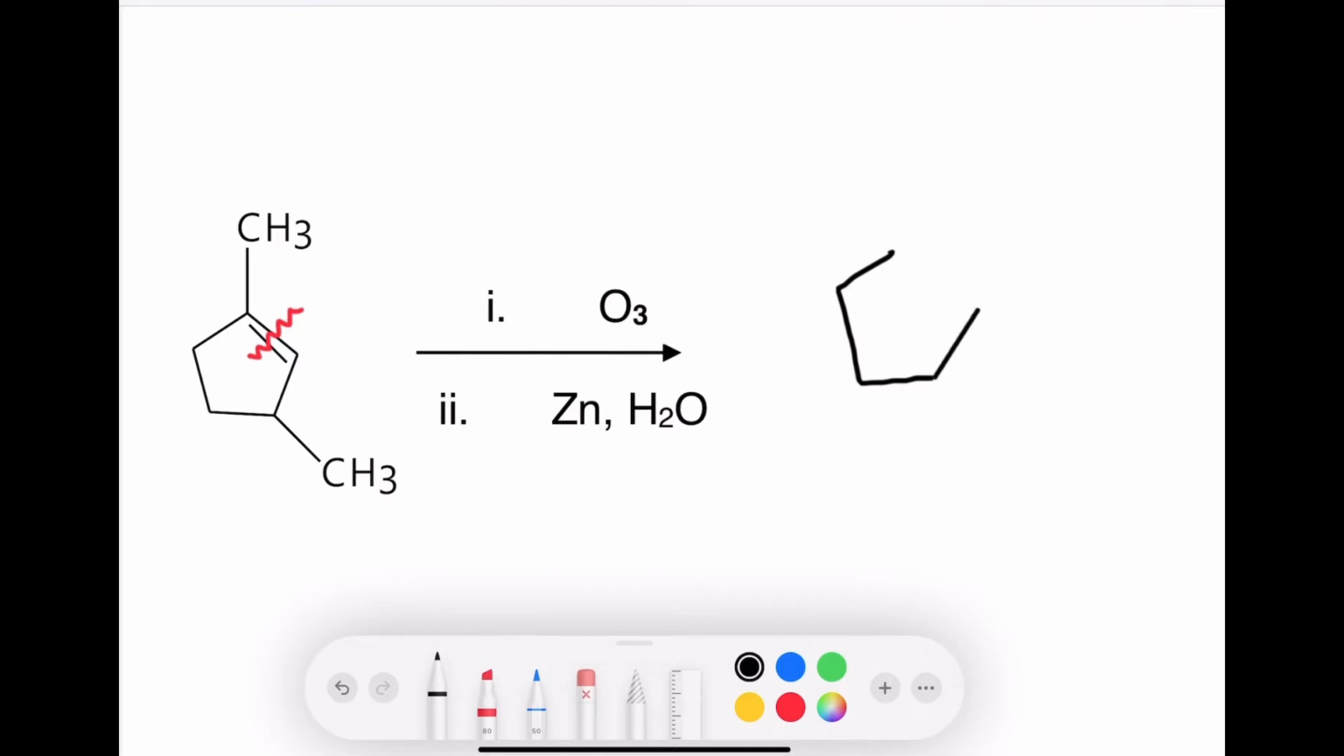So the double bond is around here, right? This is your CH3, and here we have CH3. Now, basically, the double bond is here. So when it is breaking up, it actually forms like this.